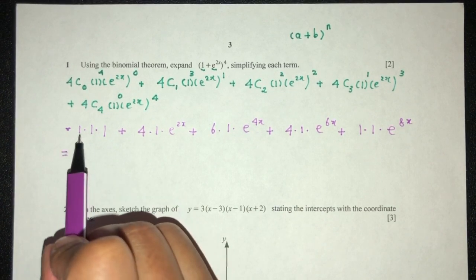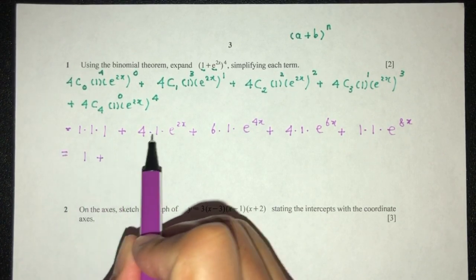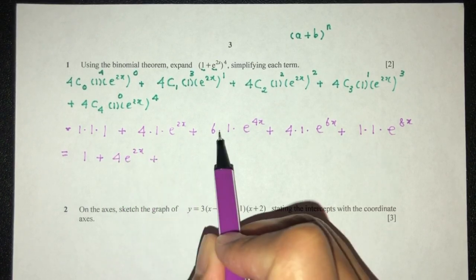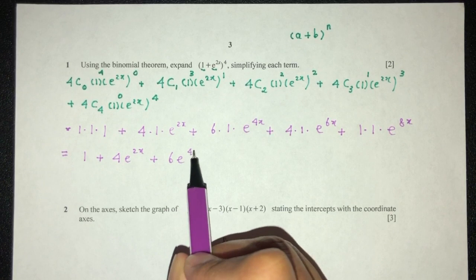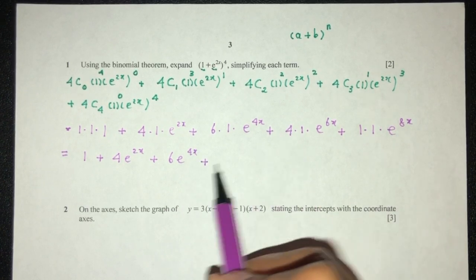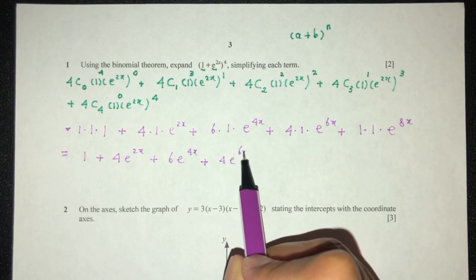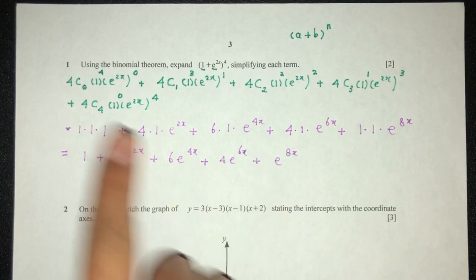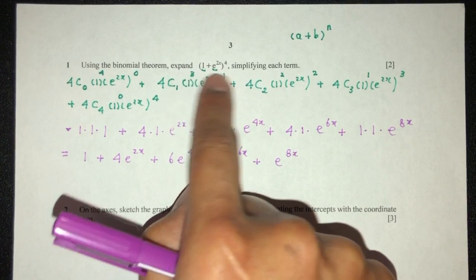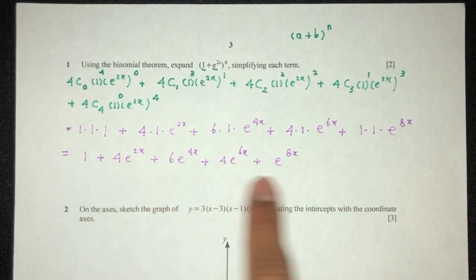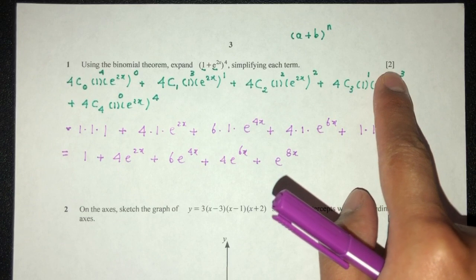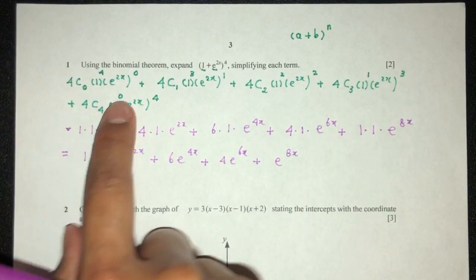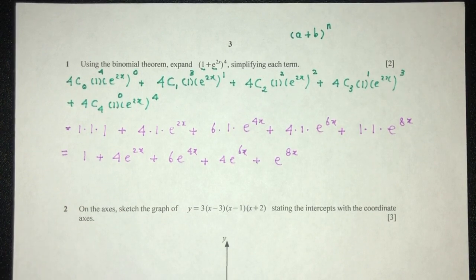So simplify. So 1 times 1 times 1 will be 1. 4 times this will be 4 exponential 2x plus 6 exponential 4x plus 4 exponential 6x and plus exponential 8x. So this will be expand, or this term, this expression, into this. So that will be your 2 marks. Again, this is not very hard. As you can see, we're able to proceed step by step of how we do this. That will be part 1 of your question.